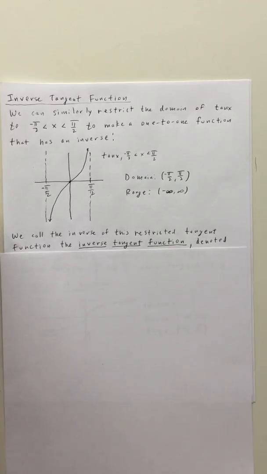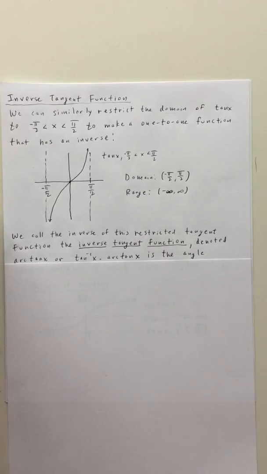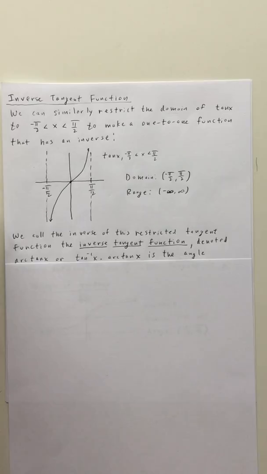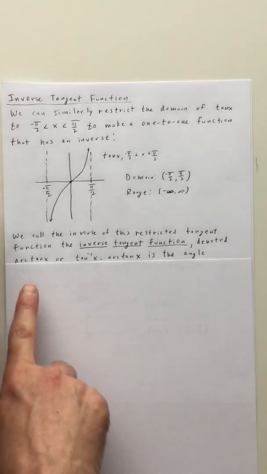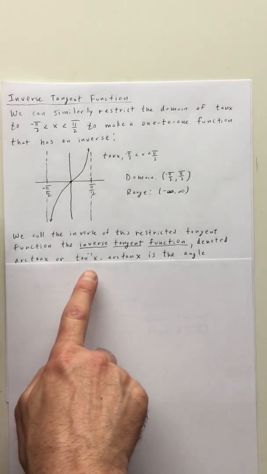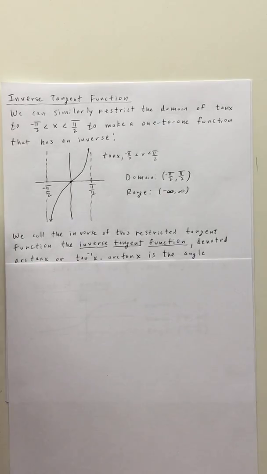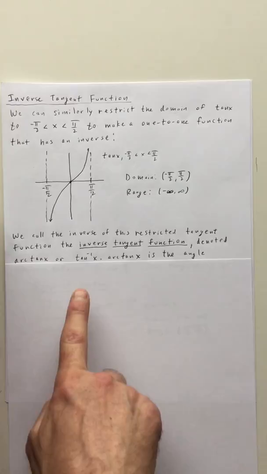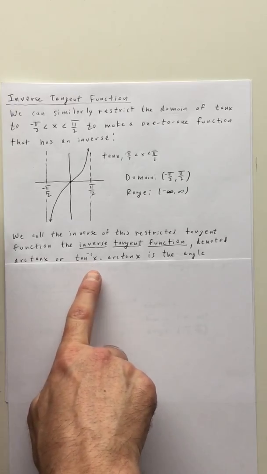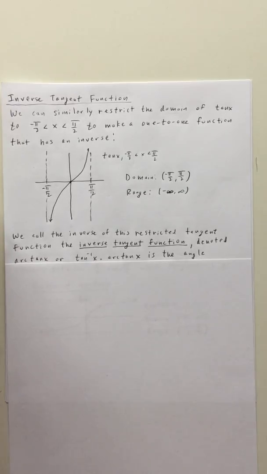So then we can take this function and we can make the inverse of this function. So the inverse of this restricted tangent function is called the inverse tangent function. Makes sense, right? And we use similar notation. We would denote it arc tan of x or tan to the minus 1 of x. Again, arc tan of x is my preferred notation, so that's what I will almost always use. But of course, you have the option. If you're looking at another book, you might see tan to the minus 1 of x, and some of the web work problems might use that notation as well.